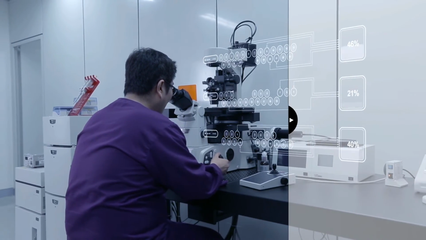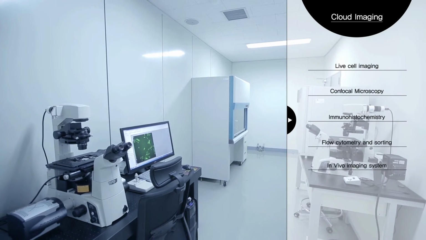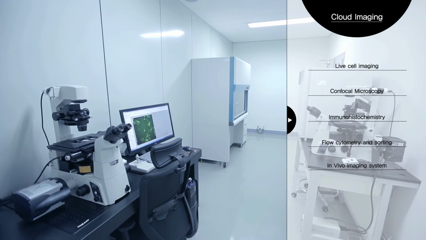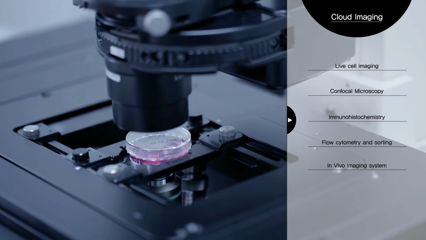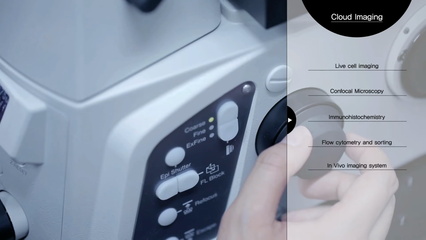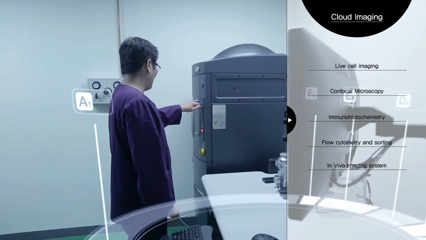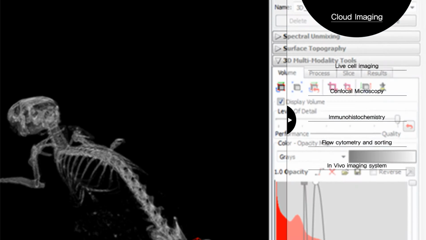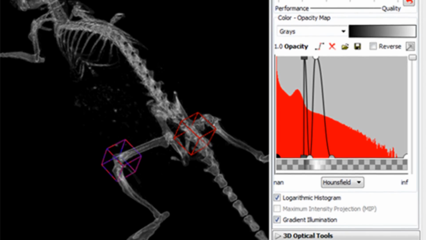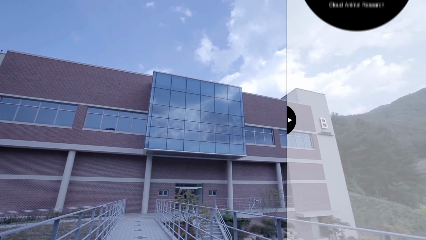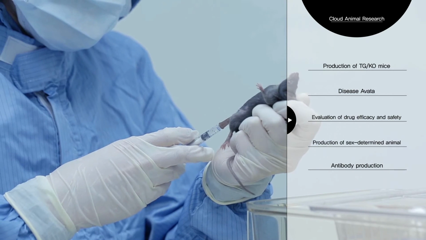Cloud Imaging supports core technologies to visualize functional molecules of cells at a high speed and high resolution by using FACS, confocal microscopy, live cell imaging, and immunohistochemistry. The micro-CT imaging analysis using IVIS enables the detailed study of mice models with various diseases, such as cancer and inflammatory diseases. Cloud Animal Research produces TG or KO mice in a world-competitive animal facility.